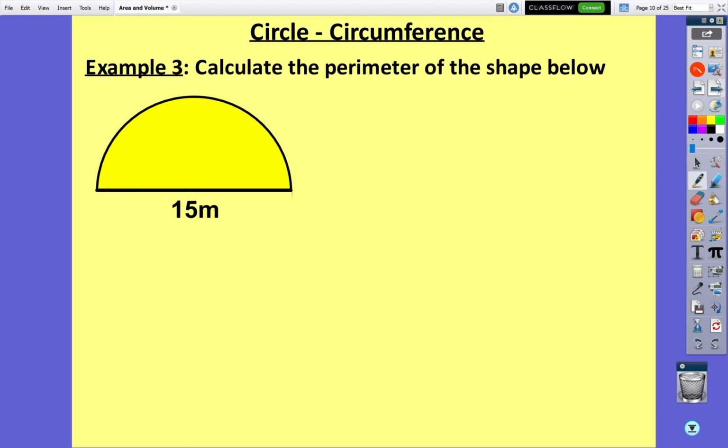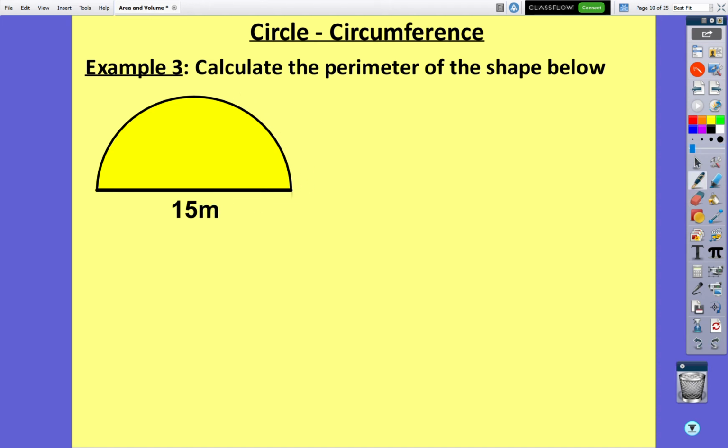Next. Okay, calculate the perimeter of the shape below. So remember, it's now saying perimeter, even though we've got a semicircle. So the perimeter is this plus this. First things first, this length here is easy, that's just 15.